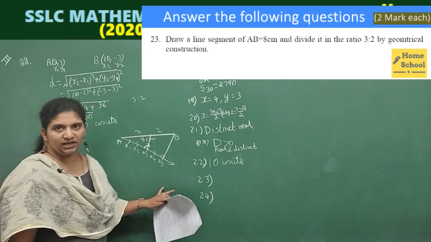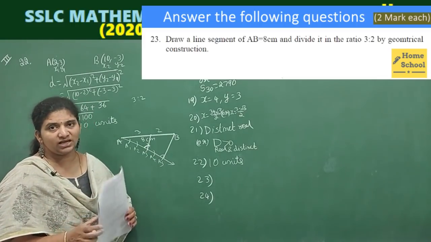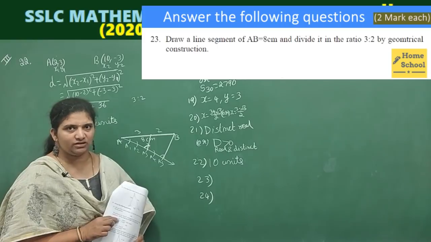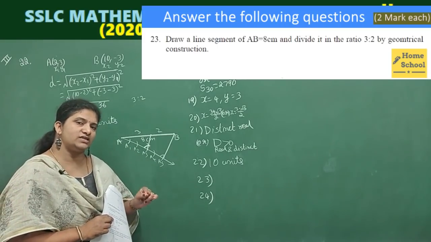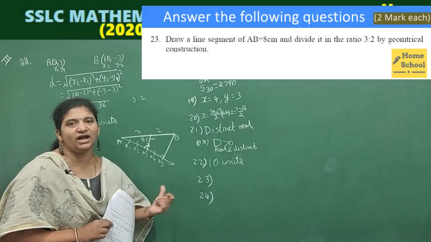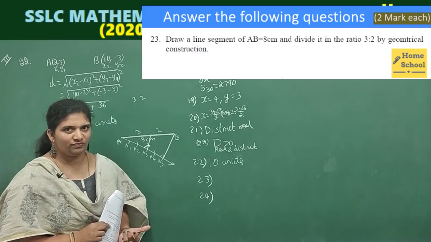Do this properly. If you want you can see from the link which I add in the description. That is construction chapter I will add. In that first exercise, first problem is line, dividing a line in the form of a ratio.